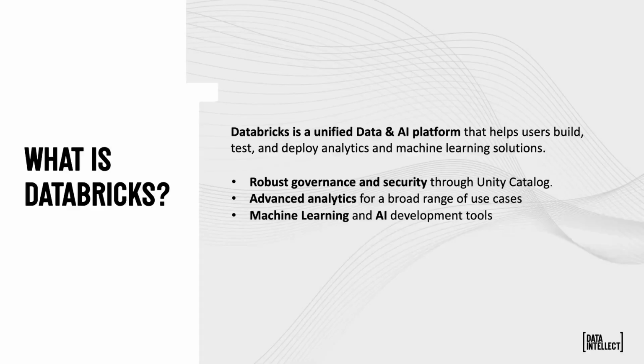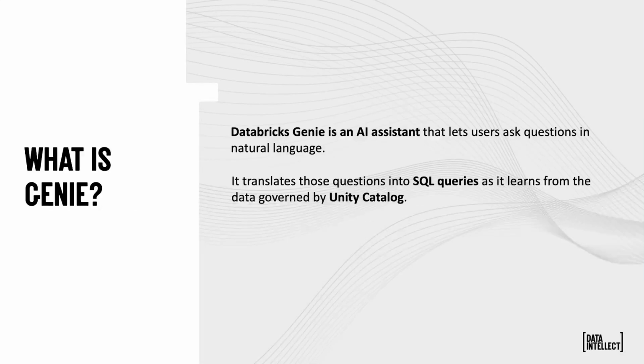Now, Databricks provides robust governance and security through Unity Catalog. It provides advanced analytics for a broad range of use cases, and it provides machine learning and AI development tools. Now, speaking of AI, Genie is one of the latest additions to the Databricks Intelligence Platform. Simply put, it's an assistant that lets users ask questions in natural language. Genie then answers by translating those questions into SQL queries and then returns both the result as a table and the SQL query behind it.